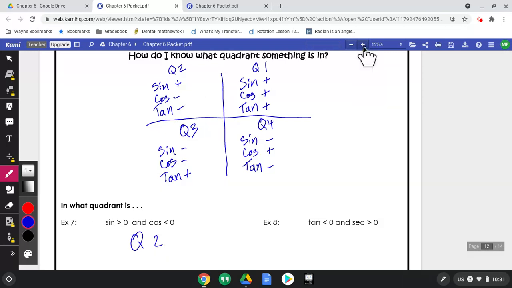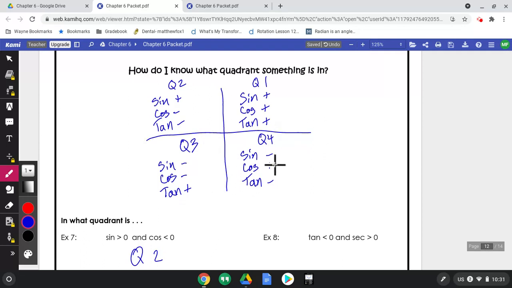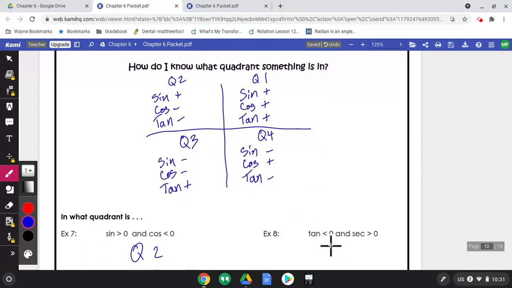Now, some of you, maybe it's easier not to use the chart. You don't have to use the chart. Some of you it'll be helpful for. I like to think about it in terms of x and y, as I'm pretty familiar with my coordinate plane. Now on this next one, tangent is less than 0. That means tangent's negative. So it's either quadrant 2 or 4.